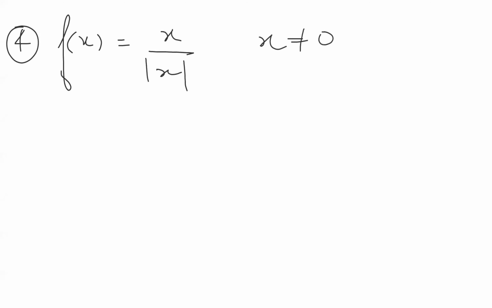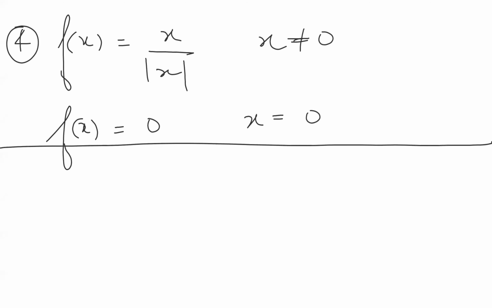f of x is equal to x upon modulus of x, when x is not equal to 0. And f of x is equal to 0 when x is equal to 0. Now, modulus problem, we will try to reframe this.